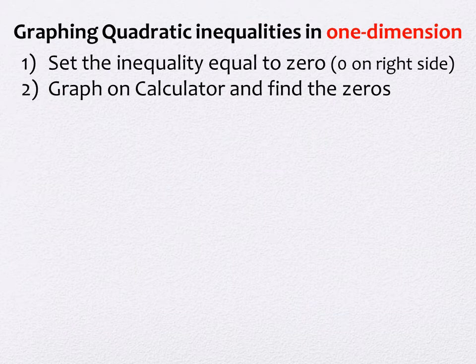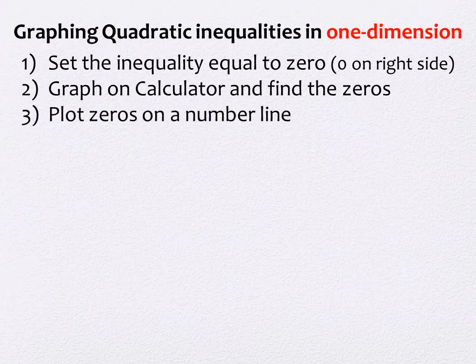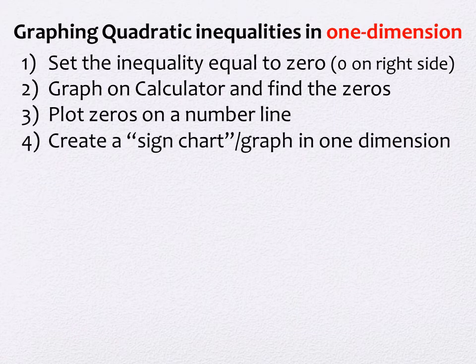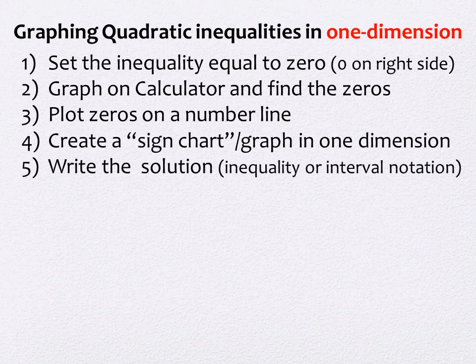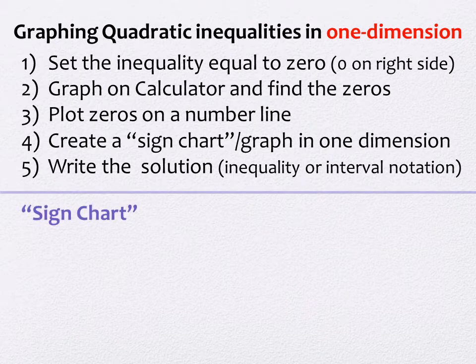The next step is to graph it on the calculator and find these zeros, so using your second trace option. We're going to plot these zeros on the number line, and then we're going to create what's called a sign chart and graph it. The fifth step is to write the solution out. We can do this in inequality or interval notation, your choice. But let's talk about what this sign chart really is, because this is something new for us.